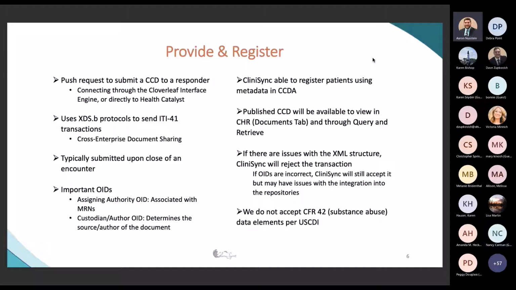The important OIDs for provide and register: there's the assigning authority OID, and this is going to be associated with your patient ID. These two essentially create a link so we know this identifier is matched up with this organization, and that's the assigning authority of that document. And there's also the custodian author OID, which determines the actual source of the document. So there's an OID that determines the MRN, and then there's an OID that determines the actual CCD.